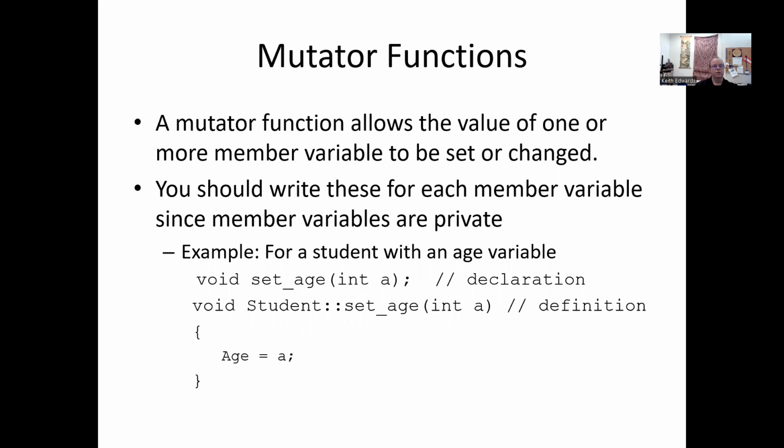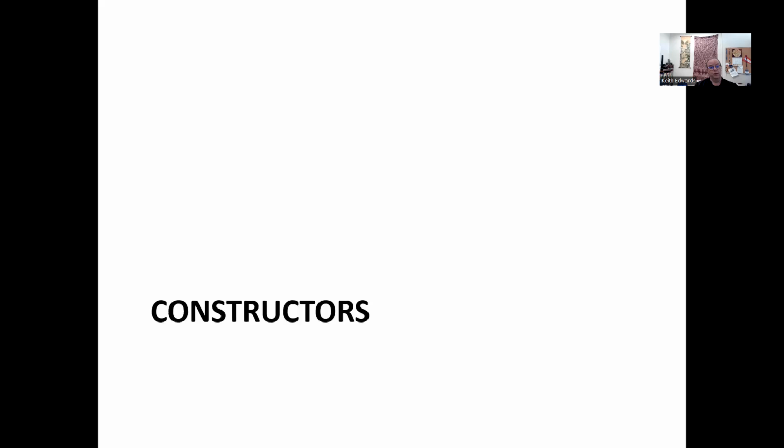Mutator functions, on the other hand, allow you to change one or more member variables. And basically, you'll write these for each member variable since the member variables are private. And again, the idea of encapsulation, you allow the class to control how it changes its member variables. So here we have a function setAge. It doesn't have a return type, but it takes a parameter called a that is of type int. And then we will write the function, it's again void return type. Student is the class to which it belongs. The name of the function is setAge and takes the parameter a, which is of type int. And then we just say age is equal to a. So again, very, very simple to write these accessor and mutator functions.